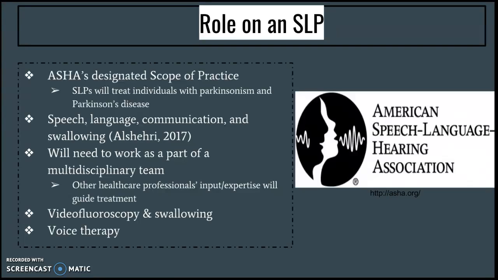An SLP's treatment of a person with Parkinson's will usually come after the diagnosis and progression of the disease, as it begins to take effect on their ability to communicate and/or swallow. For example, an SLP may conduct a video fluoroscopy to assess a patient's swallowing abilities and then perform therapy from there to best improve their swallowing. Additionally, voice therapy can be conducted to improve resonance. For example, the Lee Silverman voice treatment therapy has been effective in treating dysarthria, palalia, and hyponasality in patients with PD.